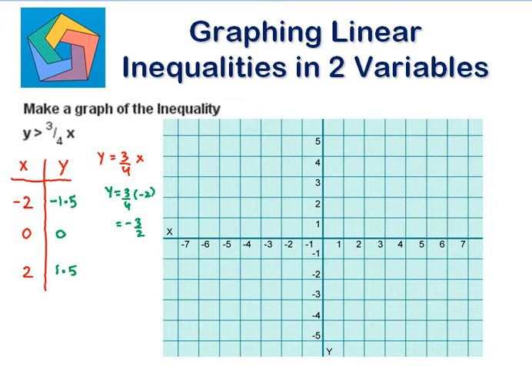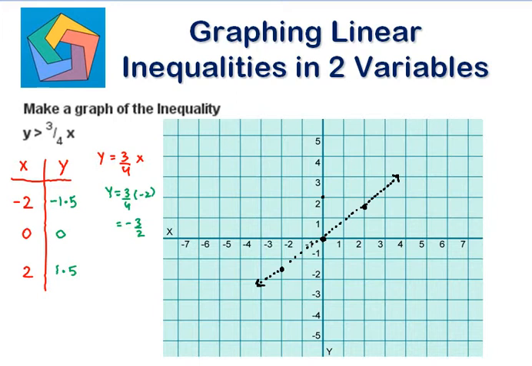So let's plot the points. Minus 2, minus 1.5, here. 0, 0 and 2, 1.5. Let me make a dotted line over this. Now I need to know the region in which this inequality will hold. Let me take any point. Let me take this point. This is 0 comma 2.